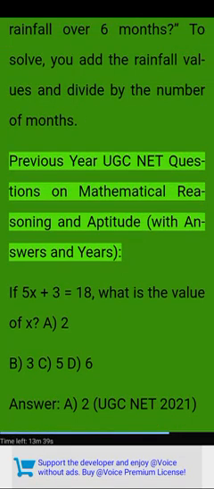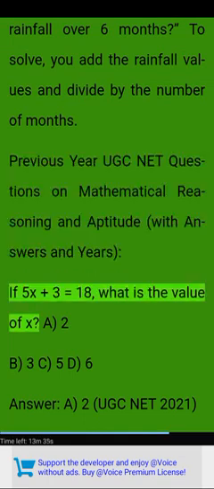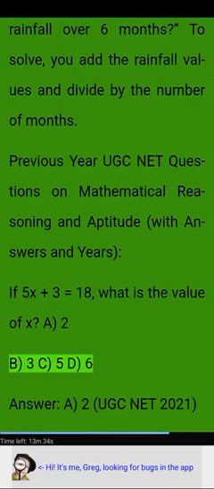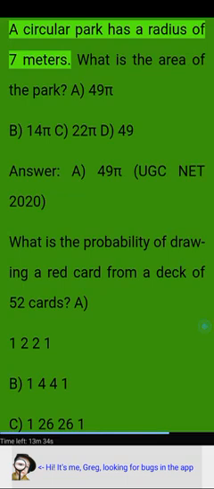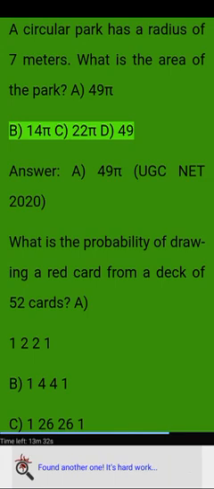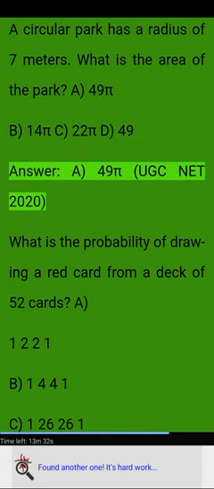Previous year UGC NET questions on mathematical reasoning and aptitude with answers. If 5x plus 3 equals 18, what is the value of x? A. 2. B. 3 C. 5 D. 6. Answer: B, 3. UGC NET 2021. A circular park has a radius of 7 meters. What is the area of the park? A. 49 pi. B. 14 pi C. 22 pi D. 49. Answer: A, 49 pi. UGC NET 2020.